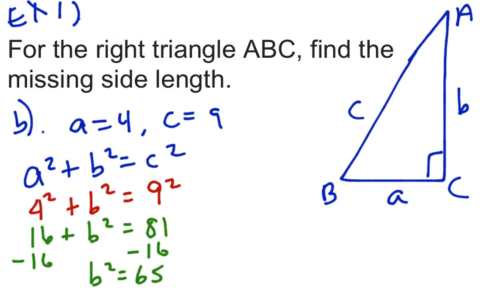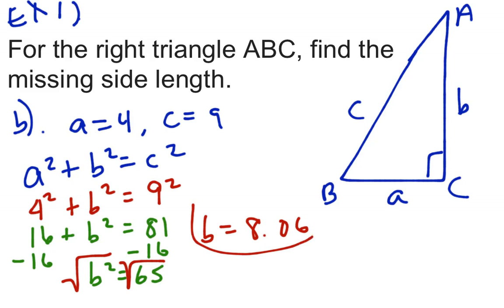of 65. And I know it's going to be just a little bit more than 8 because that would be 64. So if I take the square root of b squared, that's going to give me b, which is what I'm trying to solve. And if I take the square root of 65 on my calculator, I read 8.06. So that's the length. Let's make sure it's reasonable. A was 4, C was 9, and B should be less than 9, so 8.06. Okay, that's example 1 and 2.